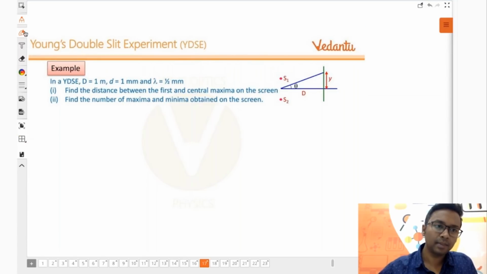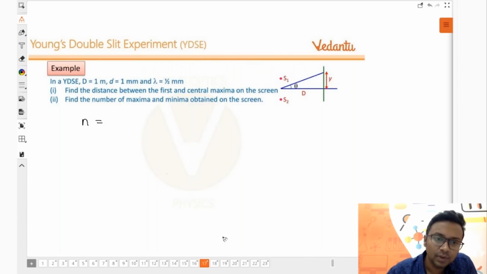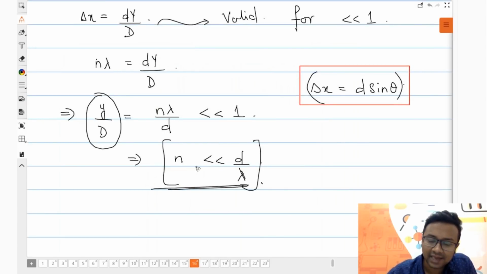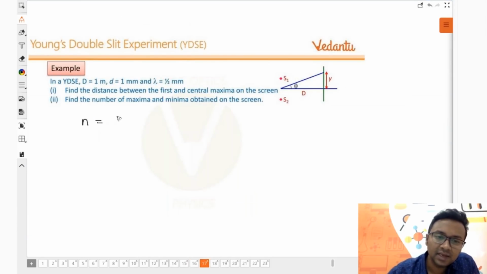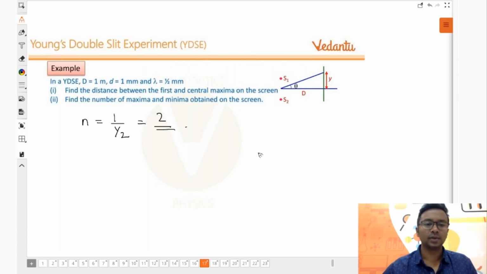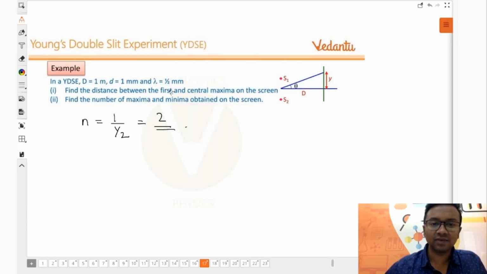Let us look at what n should be equal to. From here, we have just seen n. Let's calculate the value of d by lambda. What is d? 1 millimeter. And lambda is 1 by 2 millimeter. So n is equal to 2. Find the distance between the first and central maxima. That means the distance of the first maxima from this point.